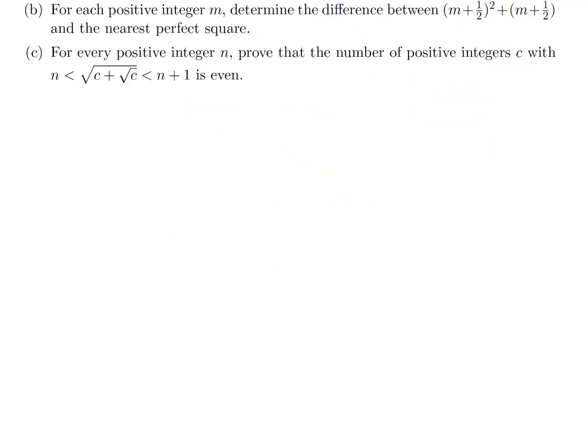For every positive integer n, prove that the number of positive integers c with n less than the square root of c plus the square root of c is less than n plus 1 is even. What are they asking here? Let me give an example.